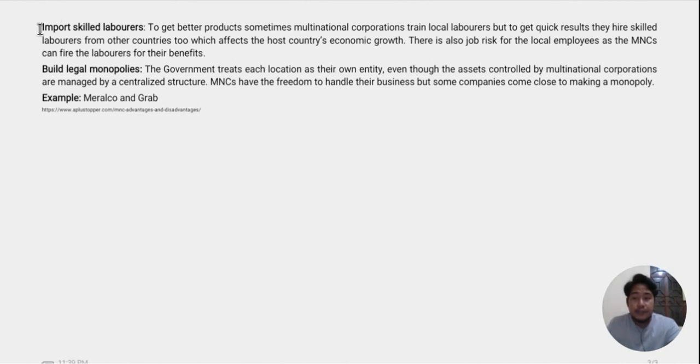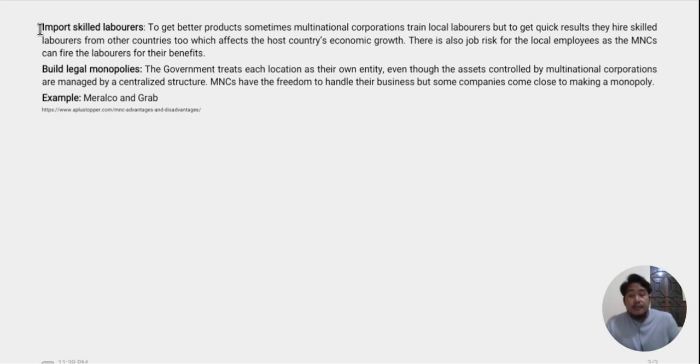Another disadvantage is that sometimes they may just import skilled laborers. So normally, to get quicker results, they can hire skilled laborers from other countries, which may affect the employment rate of the host country. There's also a job risk for the local employees, as these MNCs can fire the laborers for their benefits, or if they implement cost cutting, or if they tend to downsize. And lastly, there is a real possibility that MNEs can build legal monopolies.